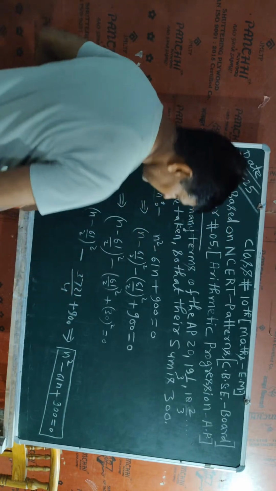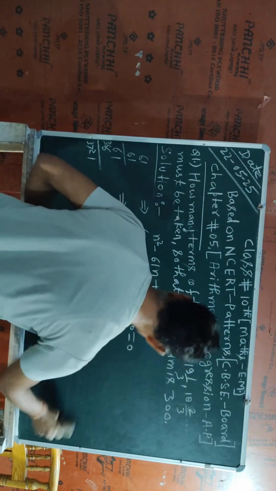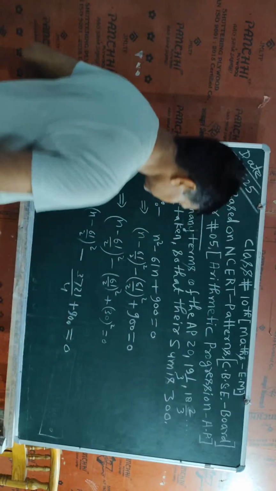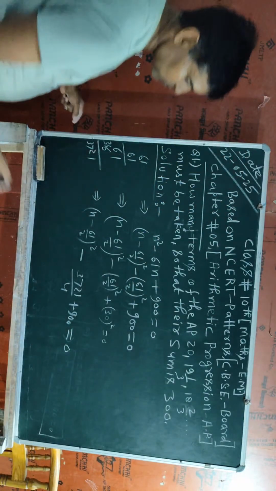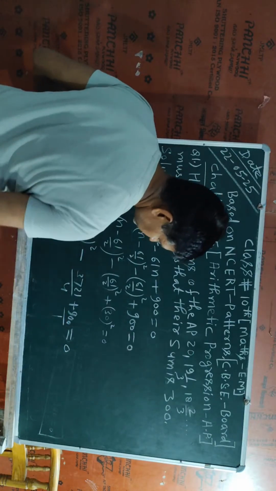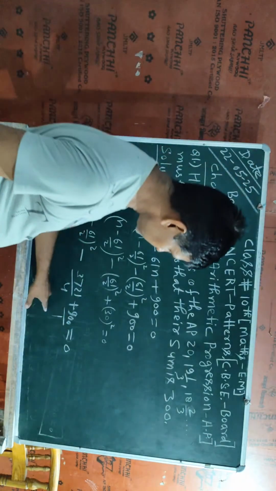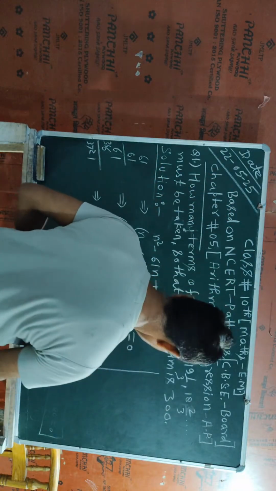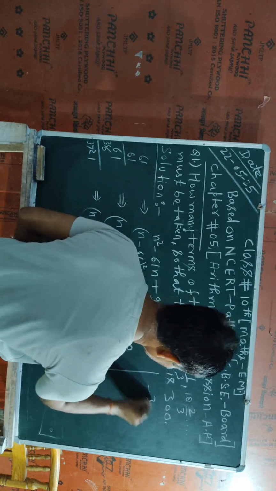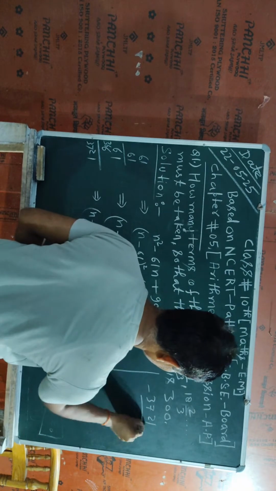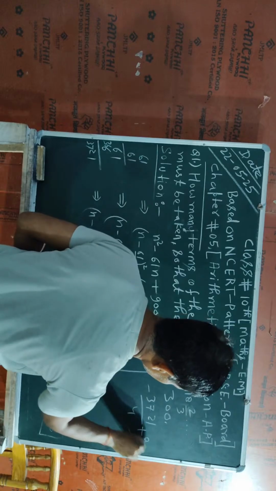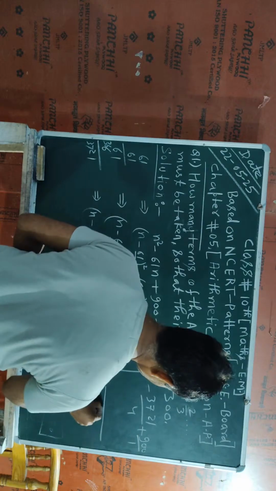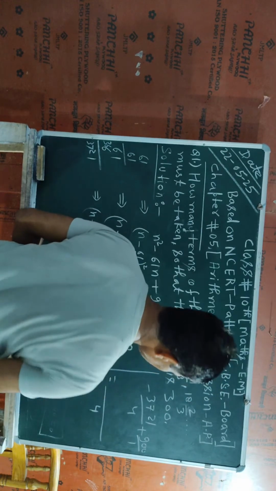Okay students, and in the right hand side I will put 0, because all terms I have taken in the left hand side. Further I will simplify, because I will put here 900 divided by 1. So after simplifying it, I will say minus 3721 divided by 4 plus 900. Here further I will simplify it. After simplifying, I will take its LCM, that will be 4.